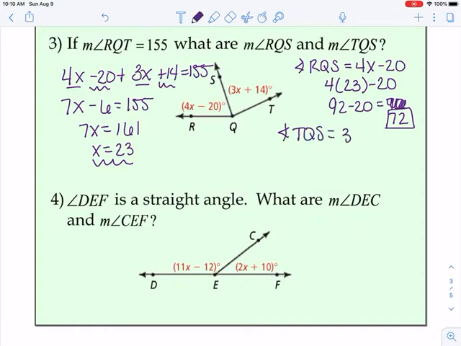TQS, that was the one that was represented by 3x plus 14. So now we'll do 3 times 23 plus 14. 3 times 23 will give me an answer of 69. And 69 plus 14 should give me an answer of 83. And again, you can always double check your work. If you add 72 and 83 together, you'll get your total of 155 back.